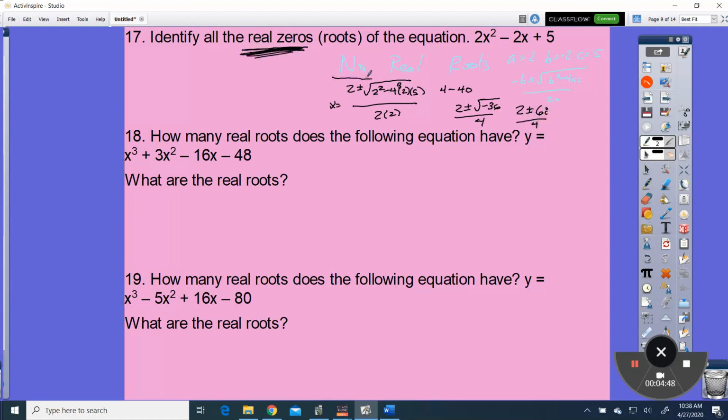So no real roots. So you don't need to do what I just did with the square root and quadratic formula. I just wanted to show you how that looks because someday we're going to delve into this and do a little bit more.